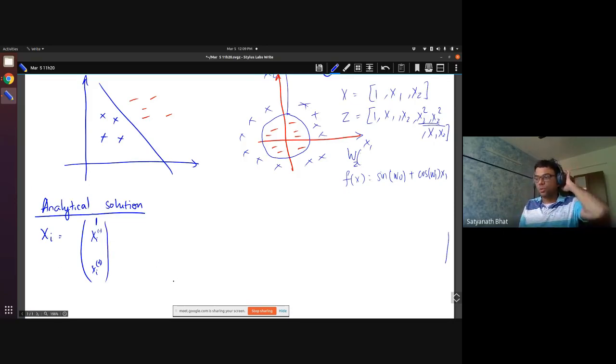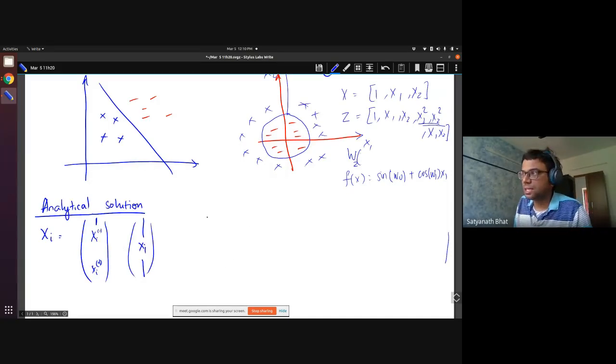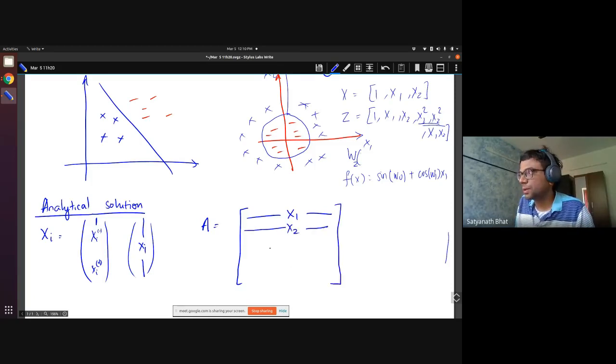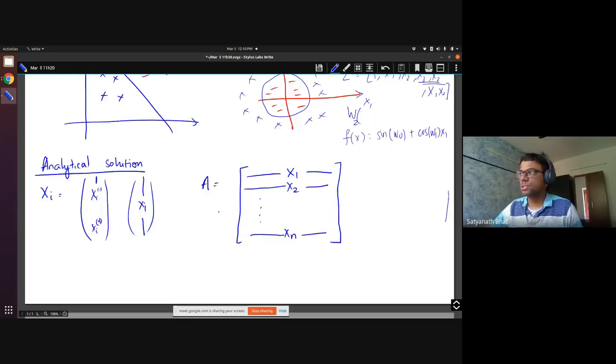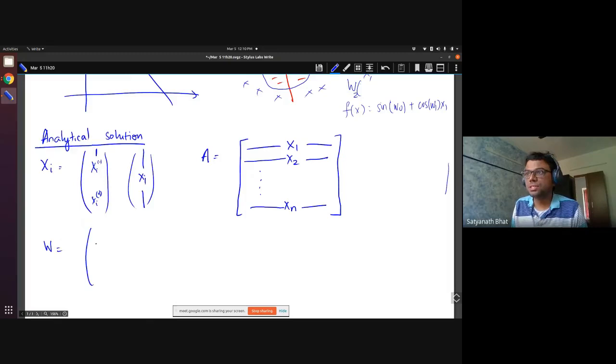I will write this as the ith feature vector, this is my xi. Now I will construct a matrix A, which has each of these training samples as a row. This is x1, the first augmented training sample, then x2 and all the way till xn. These are my n training samples. Now suppose my weight vector is w, which is w0, w1, all the way till wd.